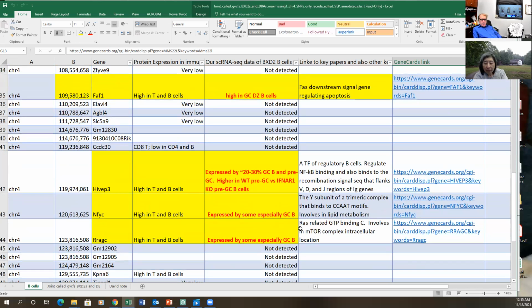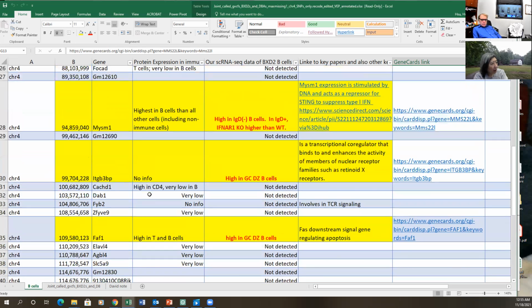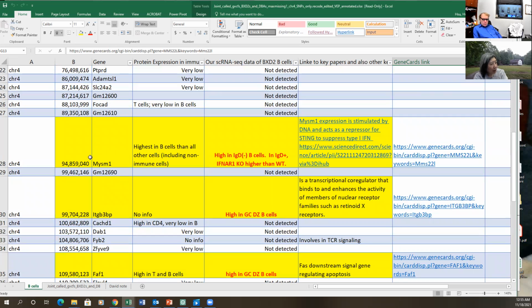Can you show an example of the single cell? Yes, I will show you. For example, let's come to this one. This is actually a very good one, MYSM1. I say high in IgD negative B cell, and in IgD positive B cell interferon receptor knockout is higher than the wild type. So let's look at our single cell data.